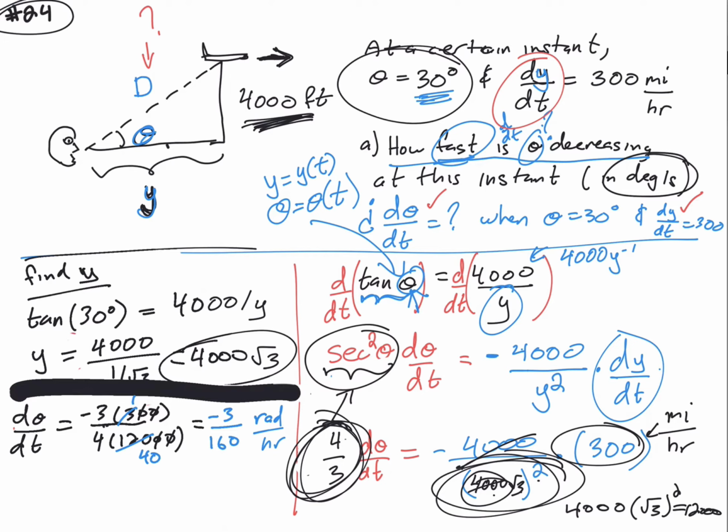Okay, so now we need to convert it. So minus 3 over 160 radians per hour. You guys remember how to do this, right? So you multiply by unit factors. Let's say you want to convert radians to degrees first. So what's the conversion? 180 degrees is pi radians, right?